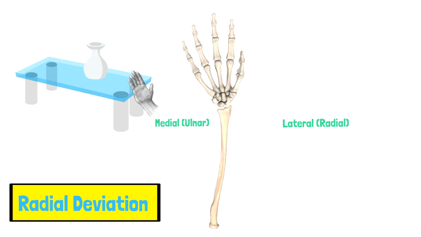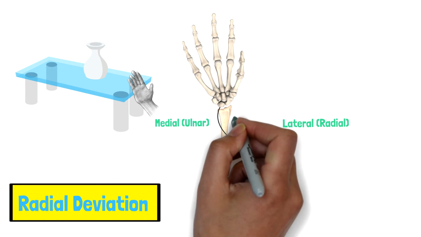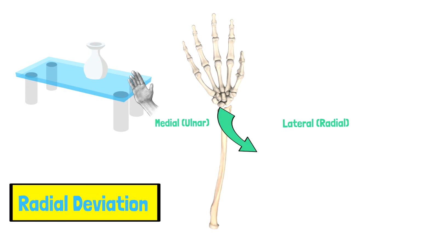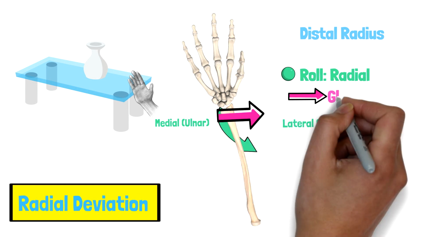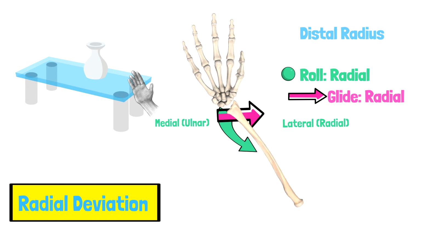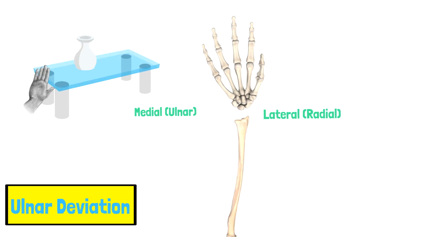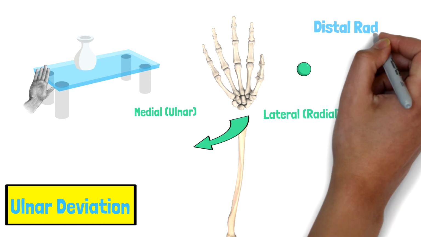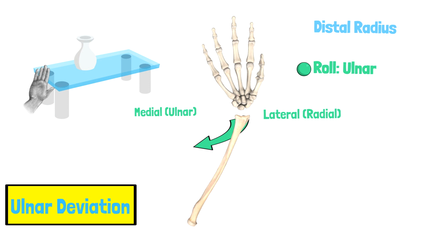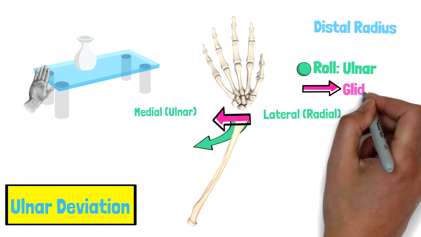Now, let's take a look at radial deviation. Just as with flexion and extension, we observe the roll and the glide in the same direction. So, with radial deviation, the concave distal radius rolls radially and glides radially. With ulnar deviation, we observe the concave distal radius roll ulnarly and glide ulnarly.